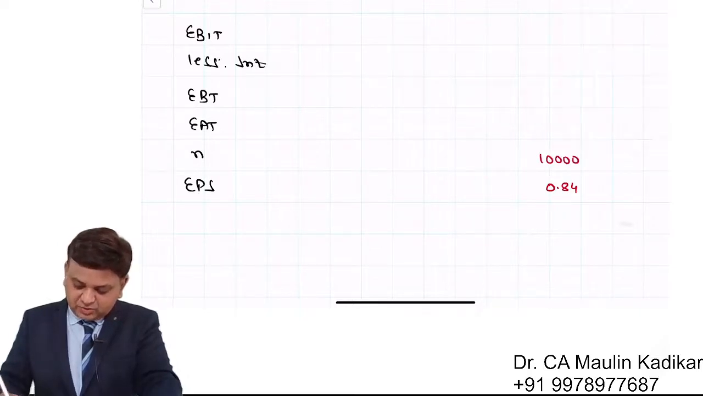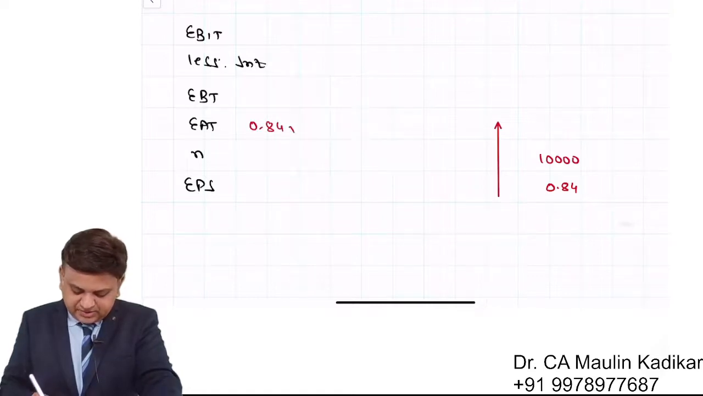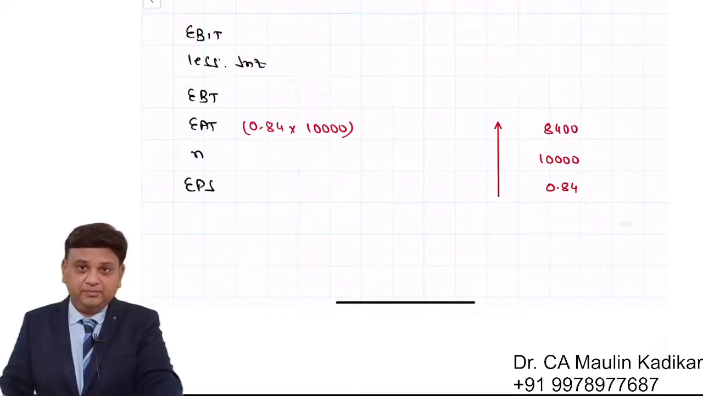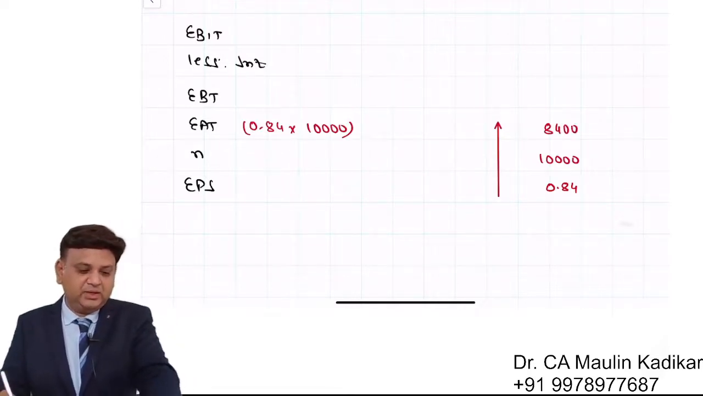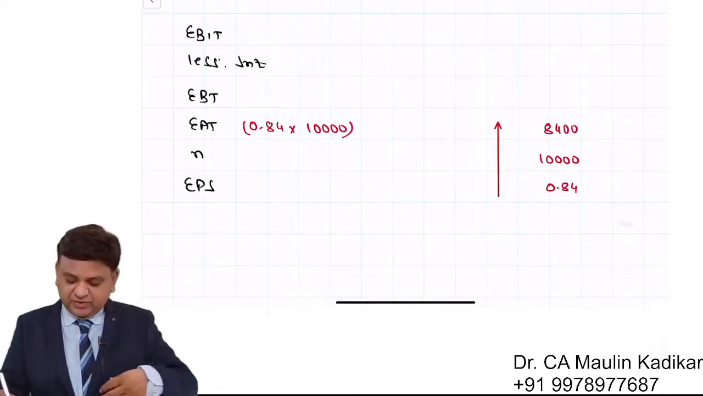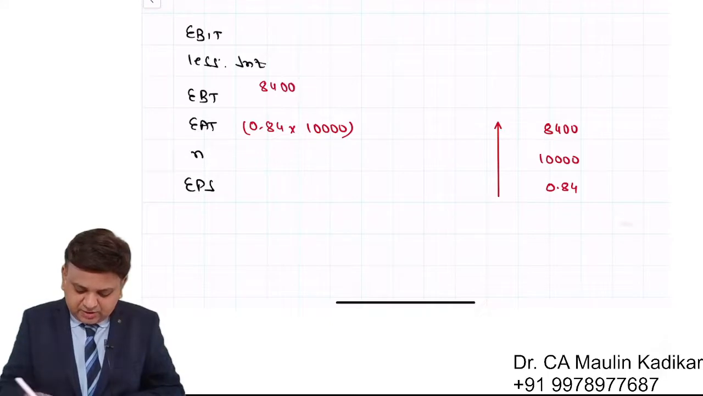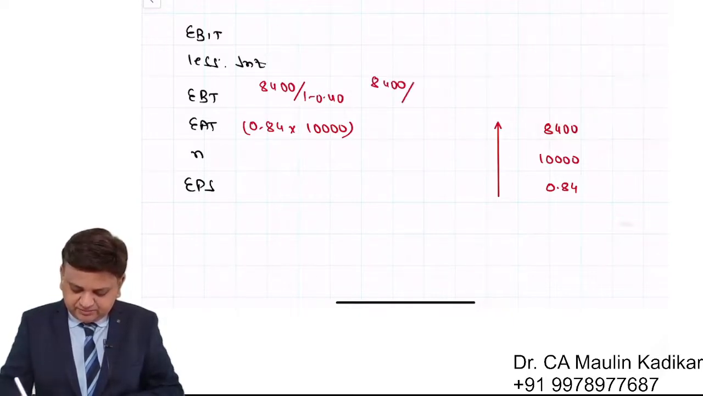So based on this, we can calculate the earning after taxes. It is 84 paise into 10,000. That comes to 8,400. The question is providing an income tax rate of 40%. So earning before taxes will be 8,400 divided by 1 minus 0.40, that is 8,400 divided by 0.60. That comes to 14,000.